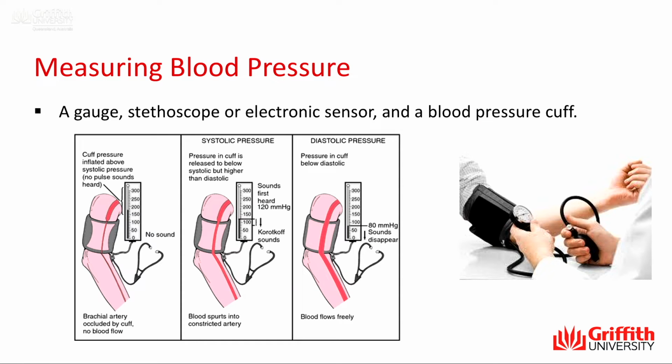So how do we measure blood pressure? This should be a bit of a refresher from your first few years. So if you remember, we use either a gauge, stethoscope, or an electric sensor and a blood pressure cuff. We use the cuff to create pressure in the arm. And then once the pressure in the cuff begins to release, that's when we hear the first sounds coming in, which is known as the Korotkoff sounds. And that's when we take the reading of systolic pressure. Then when those sounds disappear, that's when we take the reading of diastolic pressure.